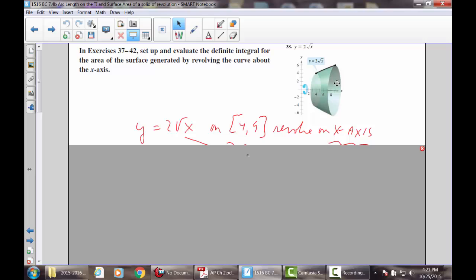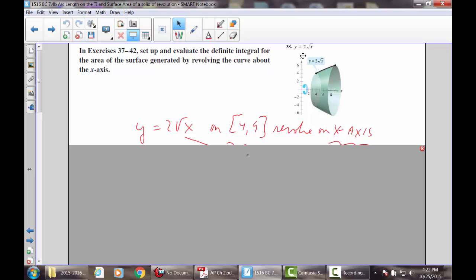Now, they're very lame in the book in that I don't know how they expect that you know that this is from 4 to 9. I guess because that's lined up with the 4, I suppose you're supposed to be able to tell that's lined up with the 9. I would certainly tell you.